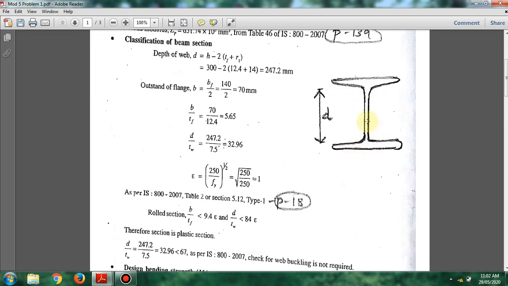So these are the properties we have to write for the section given: H, BF, TF, thickness of web, root radius. These I have to write from the steel table, and ZE and ZP we have to write from IS 800 2007. Once you have written these properties, the next thing we have to calculate is the section classification.